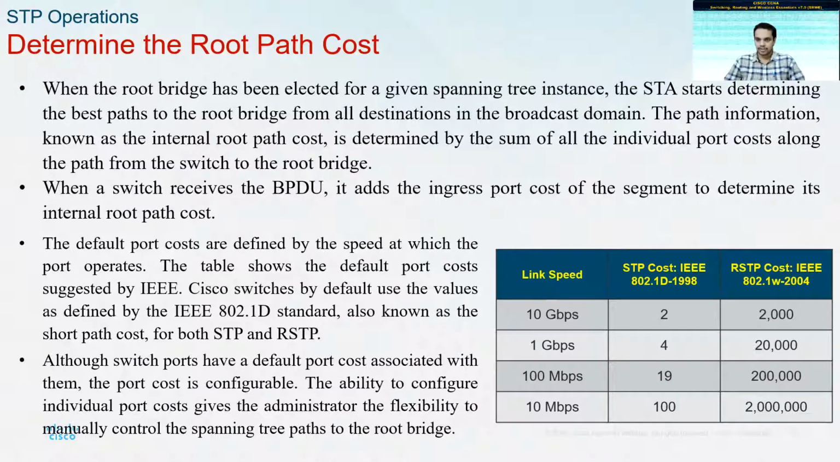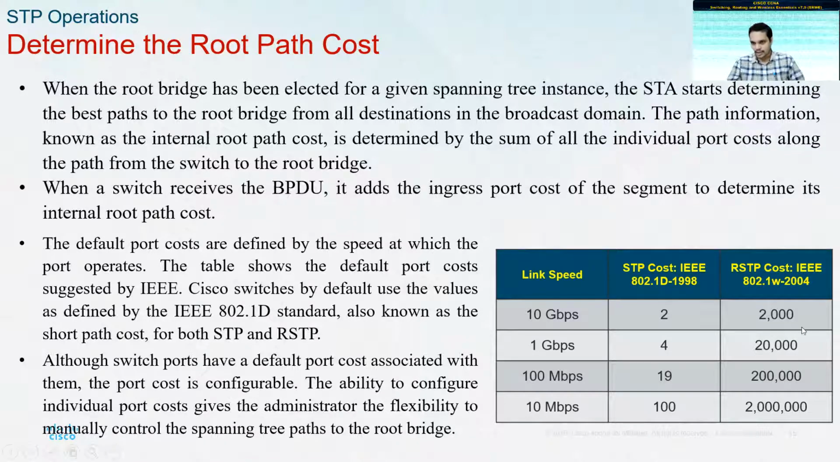This is the table which gives you the default costs. Now, these costs are associated with the speed of the port. If you have a 10 Gbps port, the cost is 2. If you have a 1 Gbps port, the default cost is 4. If you have a 100 Mbps port, the default cost is 19. And if you have a 10 Mbps port, the default cost is 100.